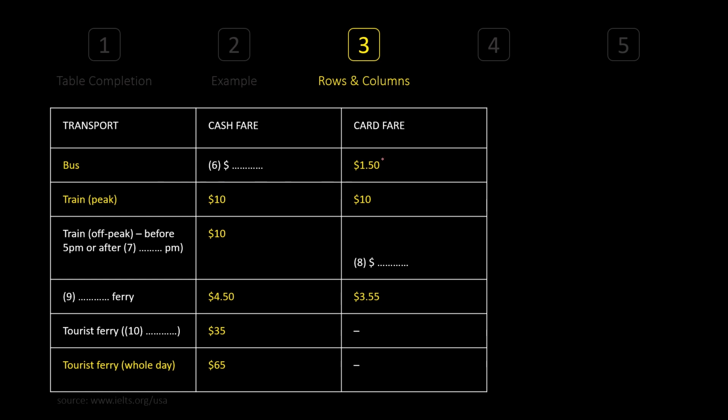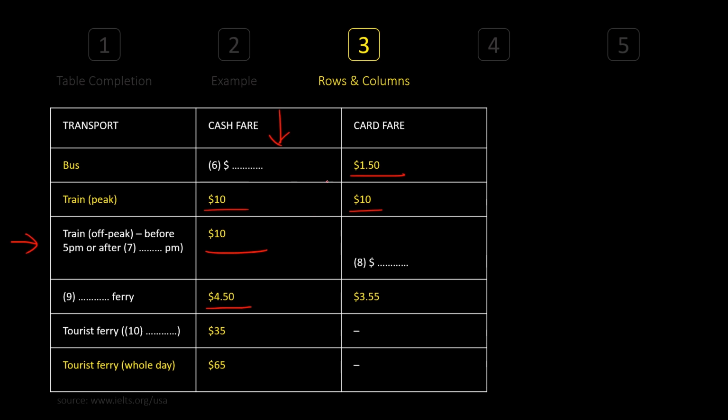Bus for card fare will be 150. For train peak will be 10 for both. For train off peak, it will be 10. It's the cash fare. You can see what provides us information is the column and the row. When you coincide this, you come here. This is the cash fare for the train which is off peak. The commuter ferry will have 450. So rows and columns are important.